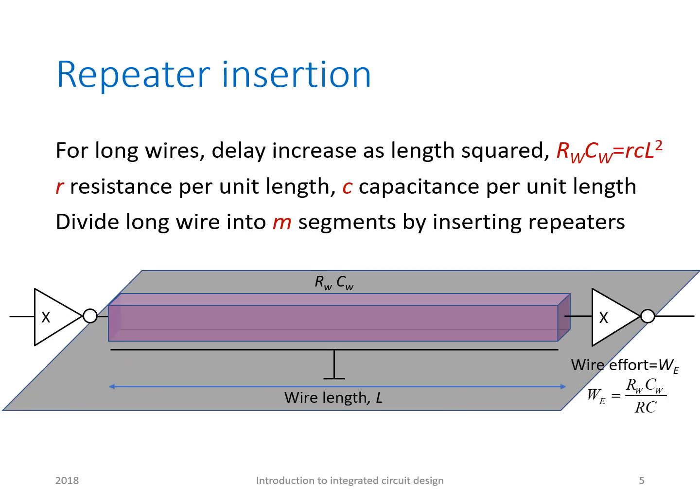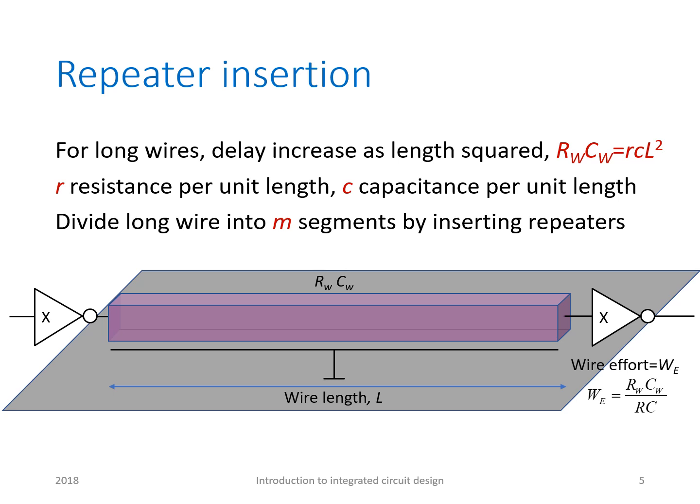Having developed the Elmore delay model for modeling the delay of long skinny wires, let's change our attention to the problem of repeater insertion. For long wires, delay increases as length squared. So the RC product of a wire is equal to RCL squared, where R is the resistance per unit length and C is the capacitance per unit length. So we want to keep wires short.